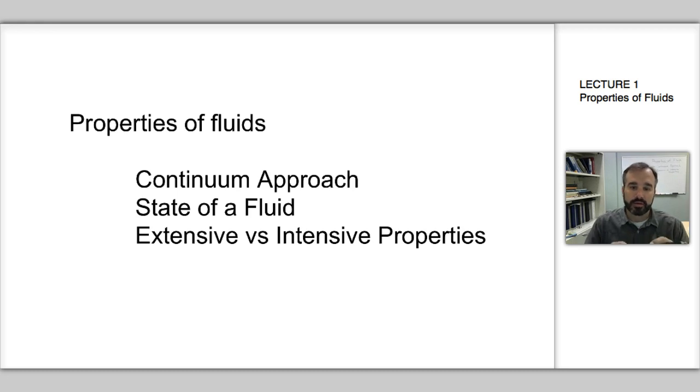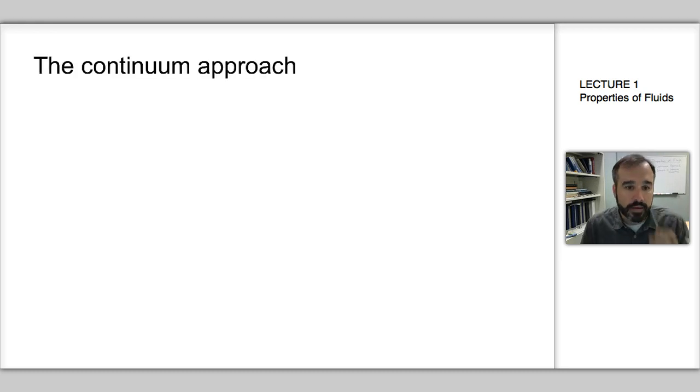The second thing we need to talk about is the state of the fluid. And the state of the fluid describes how the property of the fluid at a particular moment in time relates to other environmental conditions such as temperature and pressure. And then finally, we're going to talk a little bit about two different types of properties, extensive properties and intensive properties, and which of those we tend to use more often in fluid mechanics. So let's get started. The first thing we're going to do is look at the continuum approach.